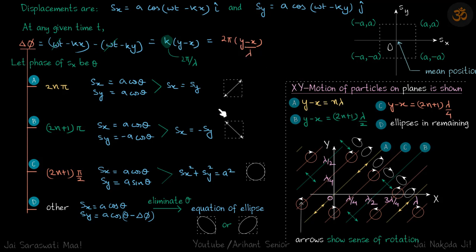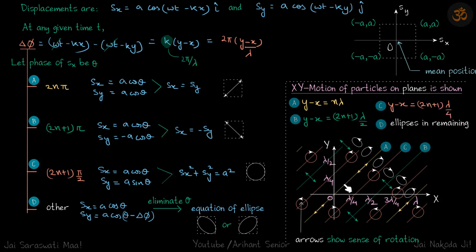Similarly for B, you are going to get this equation. For C, you are going to get this equation. And for the remaining, there will be ellipses. So let's see these three first. You can see they are straight lines with slope 1 everywhere. So y is equal to x plus n lambda. This is y is equal to x plus (2n plus 1) lambda by 2. This is y is equal to x plus (2n plus 1) lambda by 4.